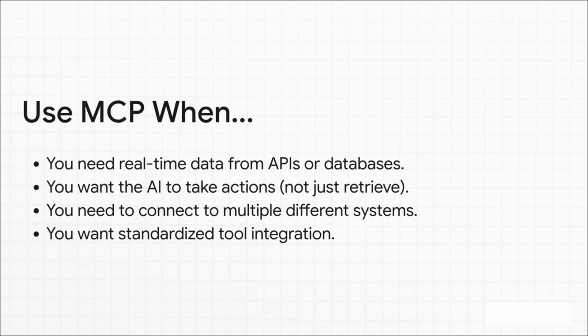But if you need your AI to actually do things, not just know things, that's where MCP comes in. You need to book a flight? You got to talk to an airline's API. You want to know the current inventory? That's a live database query. MCP is the star when your AI needs to be an active player, juggling multiple live systems to get something done.